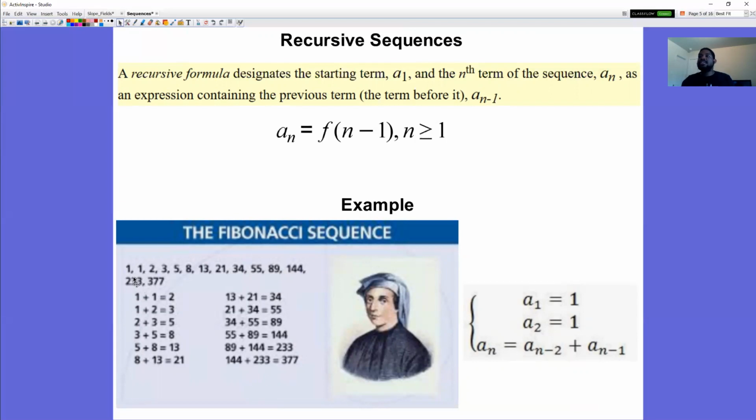So if you notice here, 1 plus 1 is 2. And then to get the fourth term, so 2 is the third term of the sequence. To get the fourth term, you will add 2 and 1, that gives you 3. And then to get the fifth term, you add 3 and 2 to get 5, and so on. So again, a recursive sequence uses its current terms to get the next term of the sequence.